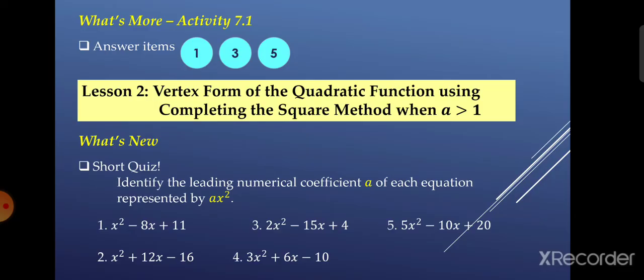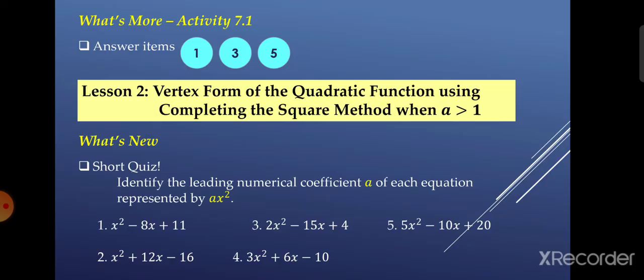Identify the leading numerical coefficient, represented by a, of each equation, represented by the quadratic term ax squared. So the first term is represented by ax squared, and its leading numerical coefficient is represented by a. So a represents any number. Okay, number 1, 2, 3, 4, and 5.